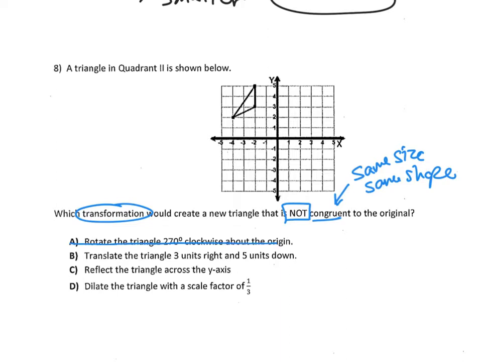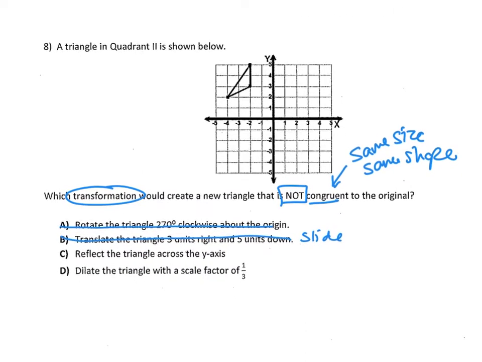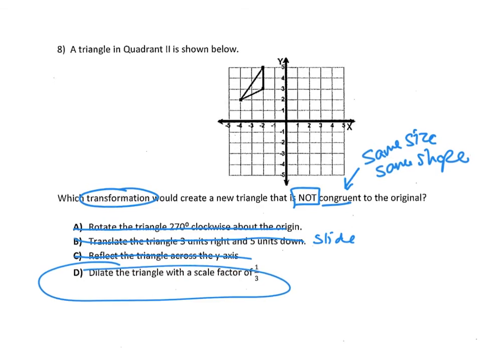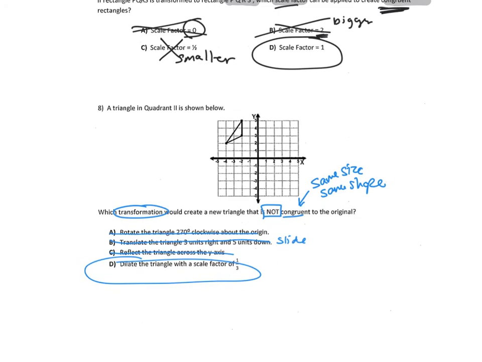If we translate, what are we doing? We're just sliding something from one side of the graph to the other. So it's going to be the same size, same shape. If we reflect it, same thing. Nothing's happening to the shape size-wise or shape-wise. It's the same, except it's just flipped itself over. Dilate. Dilate's the only one that will not be congruent to the original.